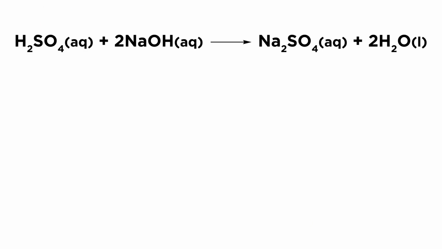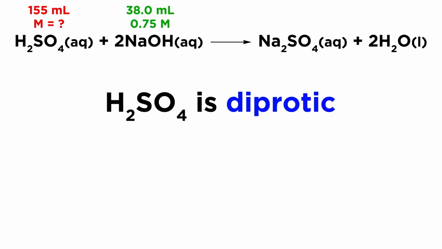Let's do one more for practice. Say that it takes 38 milliliters of 0.75 molar sodium hydroxide solution to completely neutralize 155 milliliters of a sulfuric acid solution, which is H2SO4. What was the concentration of the acid? So let's perform the calculation just as we know how to do, except let's point out one key difference. Sulfuric acid is a diprotic acid, meaning it can potentially donate both of these protons, which it will do in the presence of strong base like hydroxide. So let's keep that in mind when assessing stoichiometry.